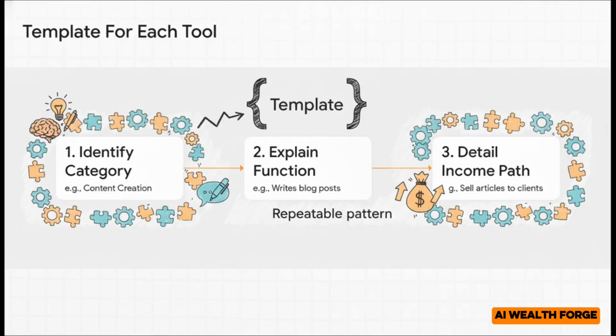But here's the real secret. The power isn't just in having a list. It's in using a consistent template for each and every item on the list. For every tool, you identify its category, explain its function, and most importantly, you detail the direct path to making money. This repeatable pattern makes the information incredibly easy to absorb.